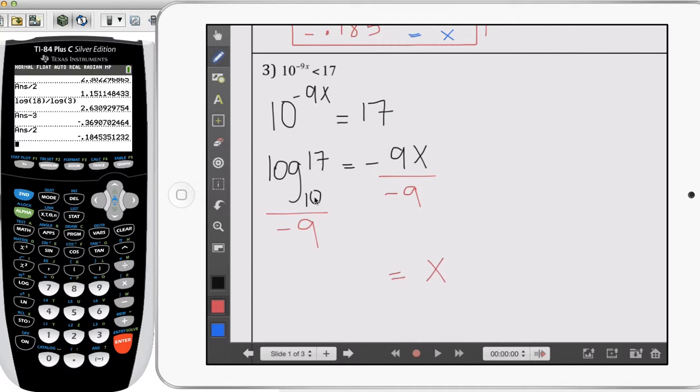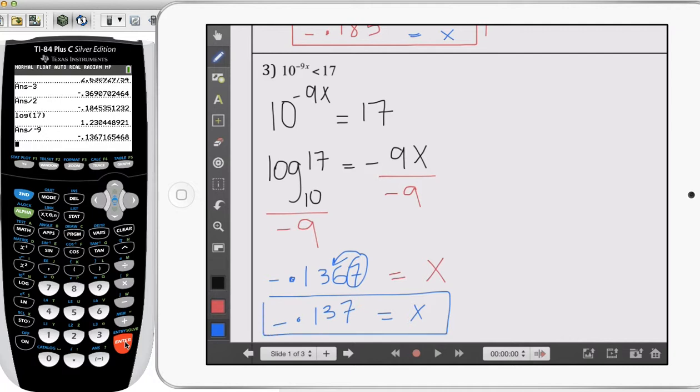Log of 17 base 10 is basically just log 17. So you can go to math, log base, and go through all of that, or you can just click on log 17, because this is the common logarithm of base 10, so you don't really have to write it down. Log 17, divided by negative 9, and then my final answer is negative 0.13671, so 0.137 after rounding the 6 up. That's going to be my x.